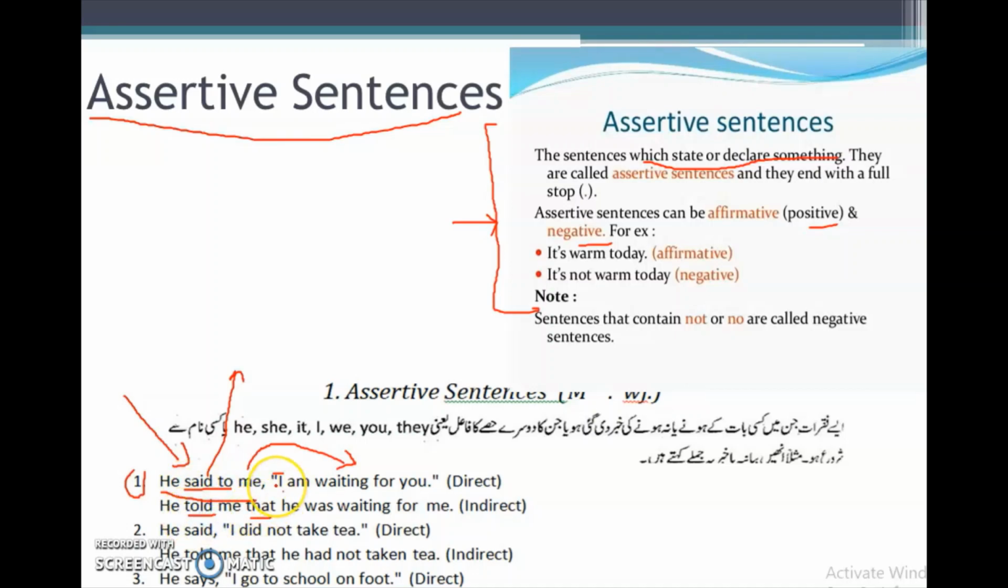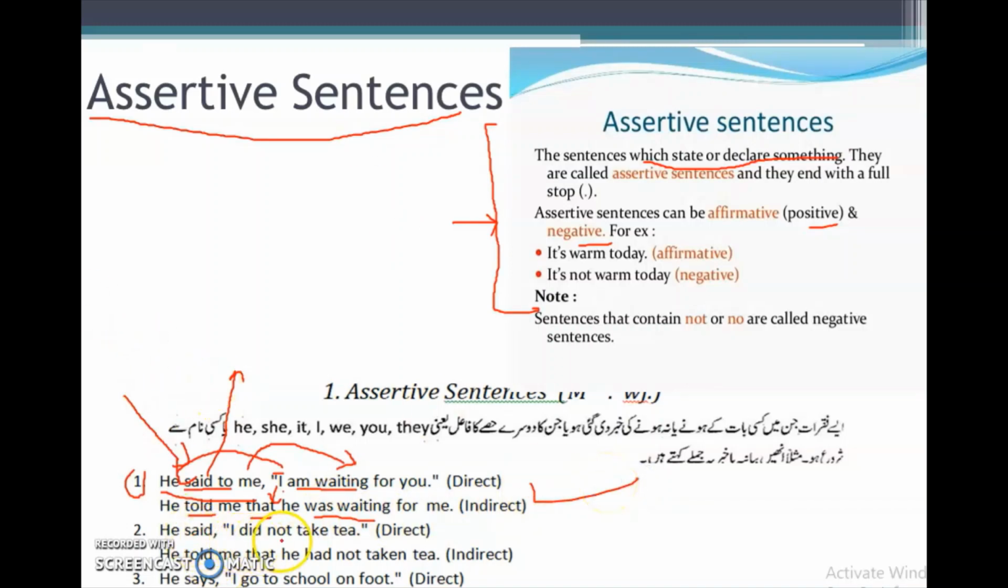He told me. Inverted commas are removed and the conjunction that is added. First person I changes according to the subject, so I is converted into he. I am writing is present continuous tense, as we discussed in the previous table. Present continuous will be changed into past continuous because in the first part of the sentence there is past tense. He was writing a letter, and this will be the final form of indirect speech.